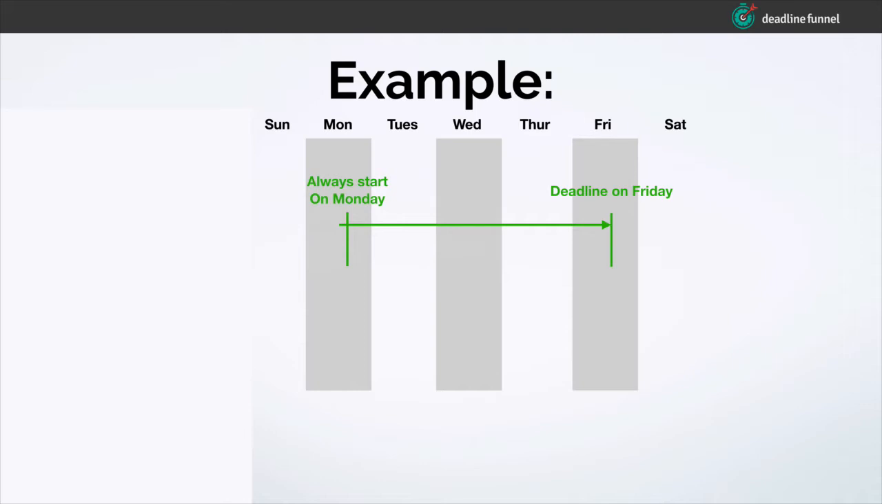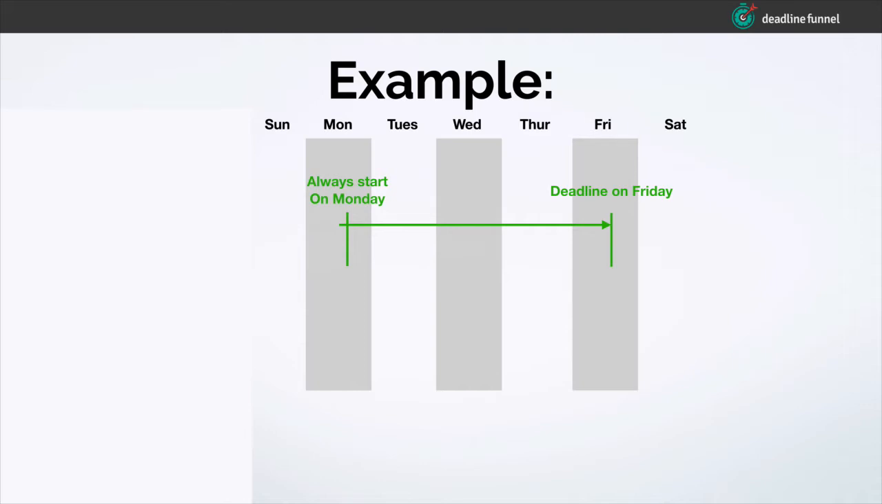But this is fundamentally different than just starting it on any day that someone registers or any day that someone gets a tag. We're choosing a certain day of the week to start the sequence and then have the deadline on a very predictable day of the week.